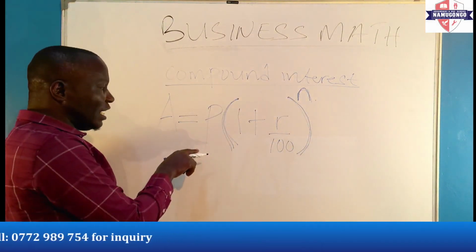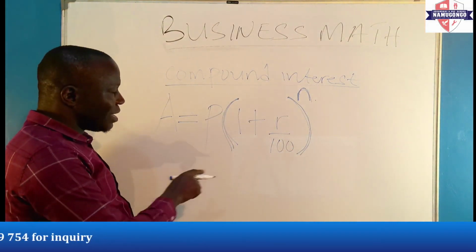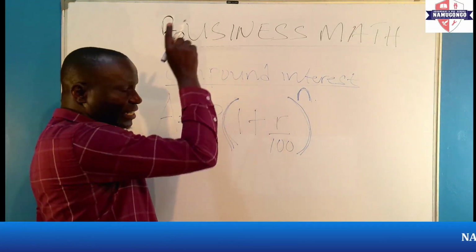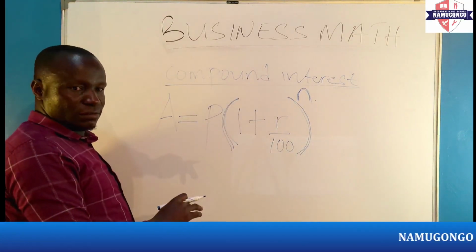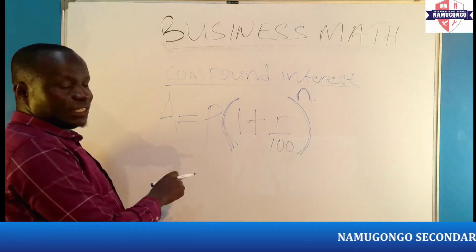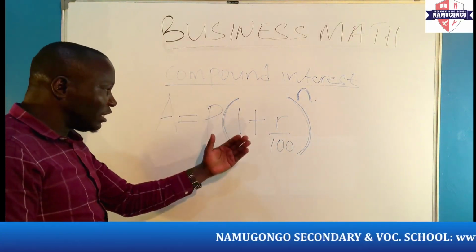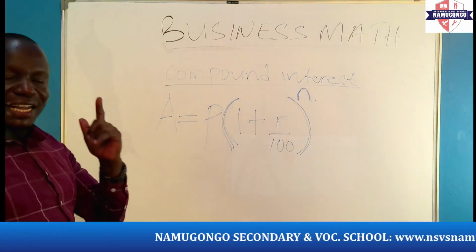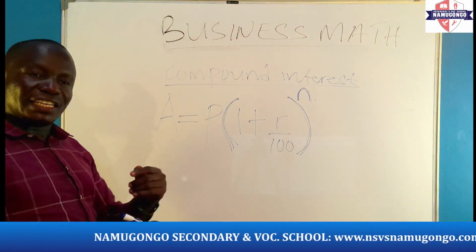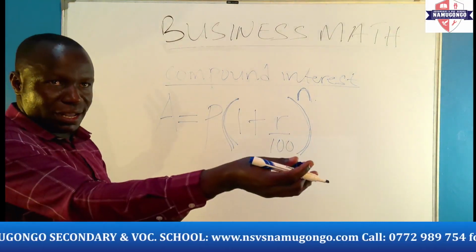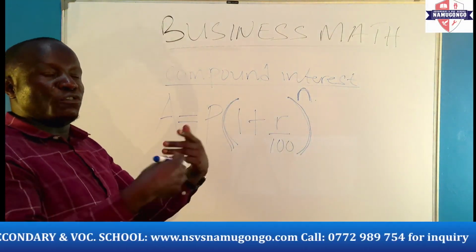So P stands for principal. R stands for the compound interest rate. Then N stands for the time taken. Then A stands for the amount. Now, when you are using this formula, it does not give us the interest directly. It gives us the amount of money that one will have to pay back after a certain period of time.